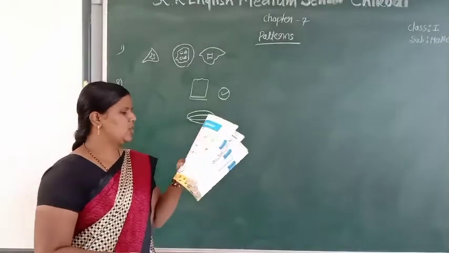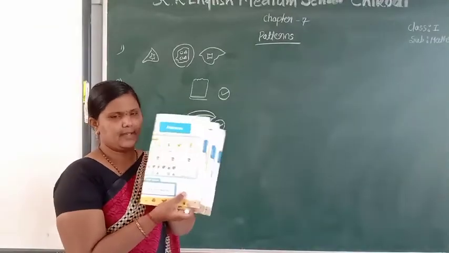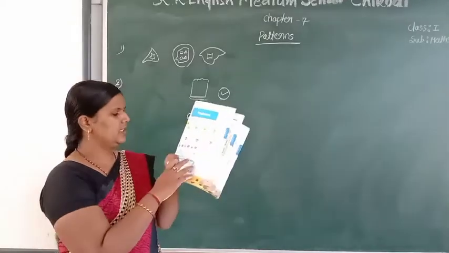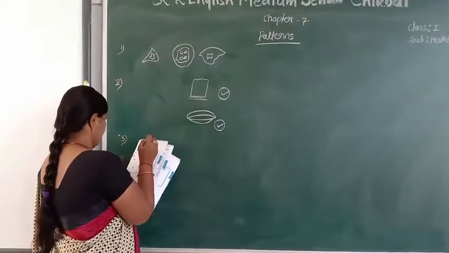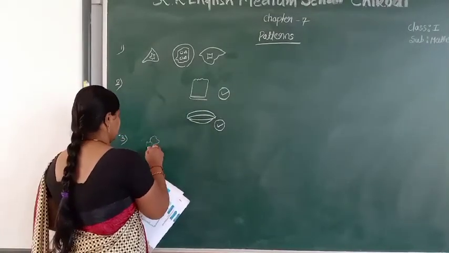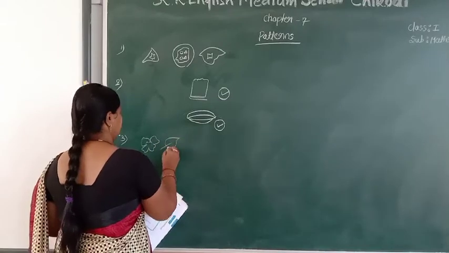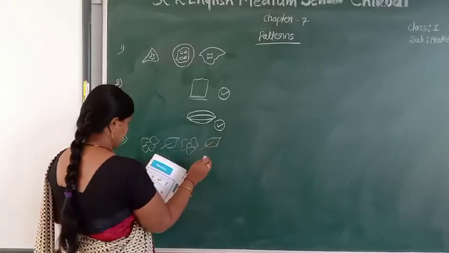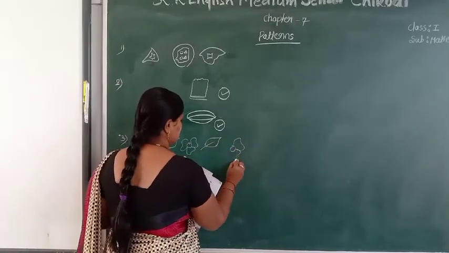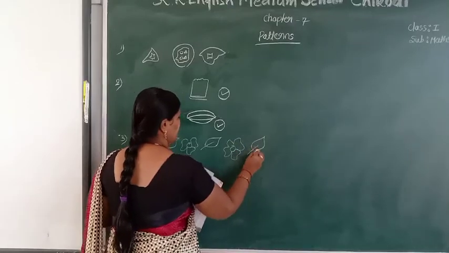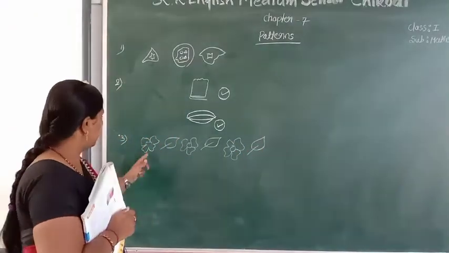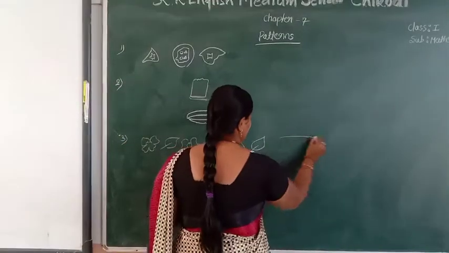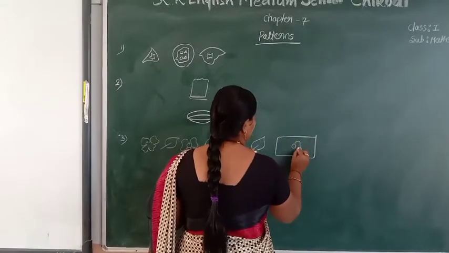Next, draw and color to complete the patterns. Means next one, which pattern will come? Just draw and color it. Third one, question. Flower, next leaf, again flower, leaf, next flower and leaf. So next one, which one will come? Flower, leaf, flower, leaf, flower, leaf. Next one is flower. So in this box, you have to draw a flower and color it.